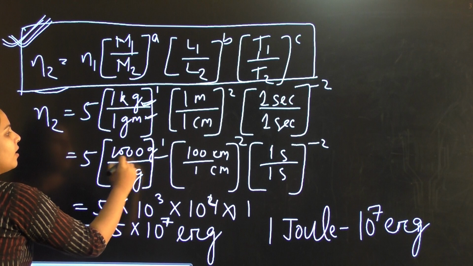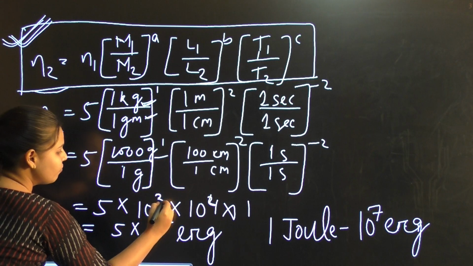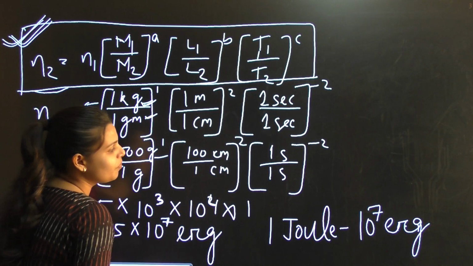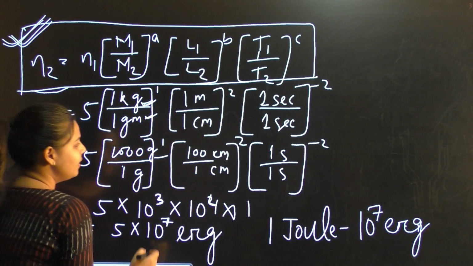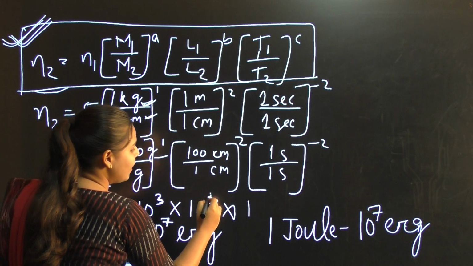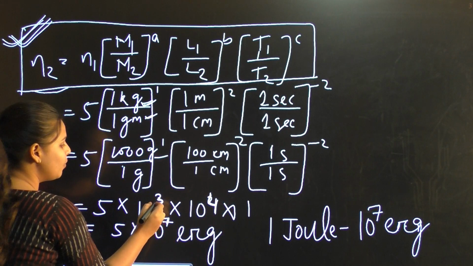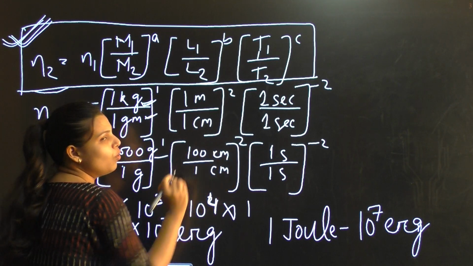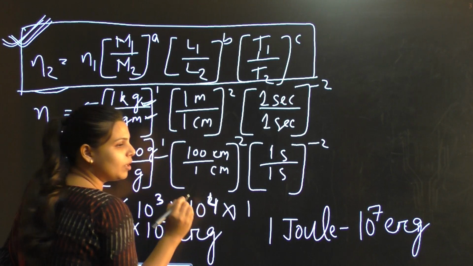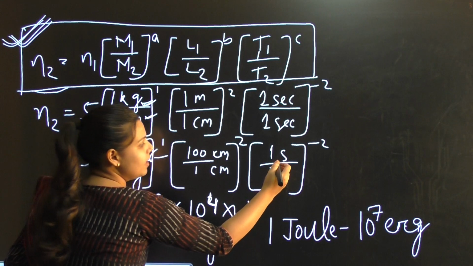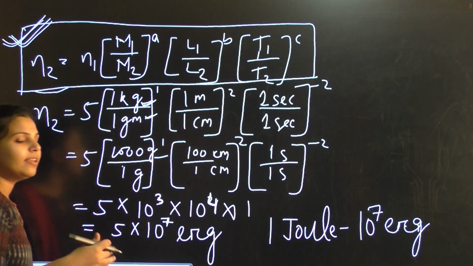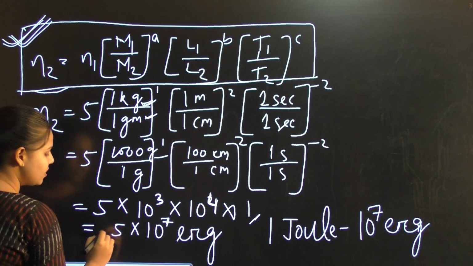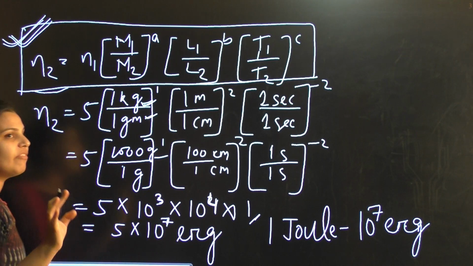Now how much is the rest of it? 10 to the power 3. Here 10 to the power 2 and here 1. And their powers will also be multiplied into this. Here 10 to the power 3 into 1, 10 to the power 3. Here 10 to the power 2 into 2. So the value will be 10 to the power 4. Here second cancels, and 1 to the power anything remains 1. Then the value is 5 into 10 to the power 7 erg.